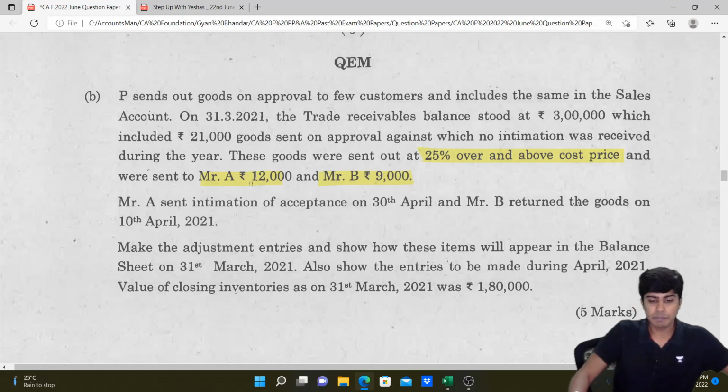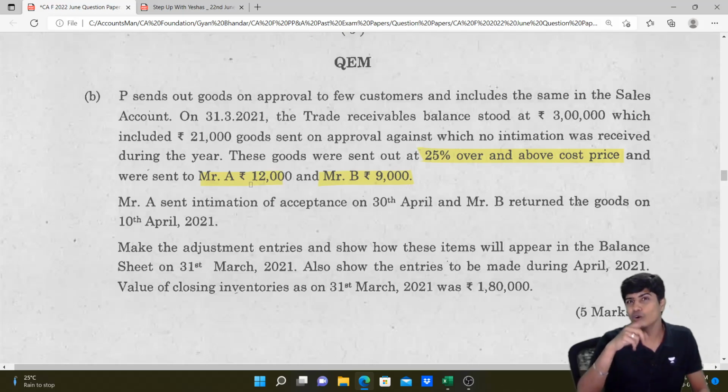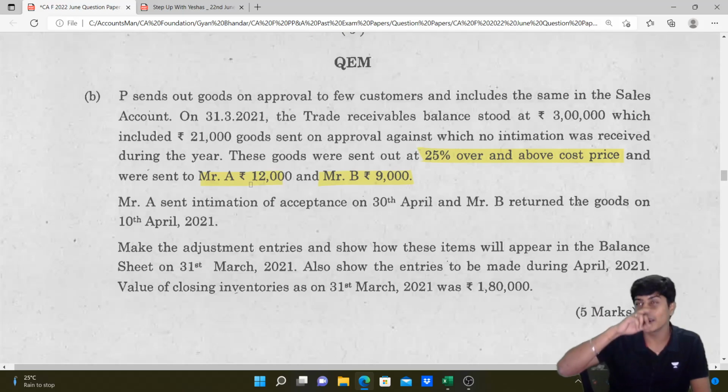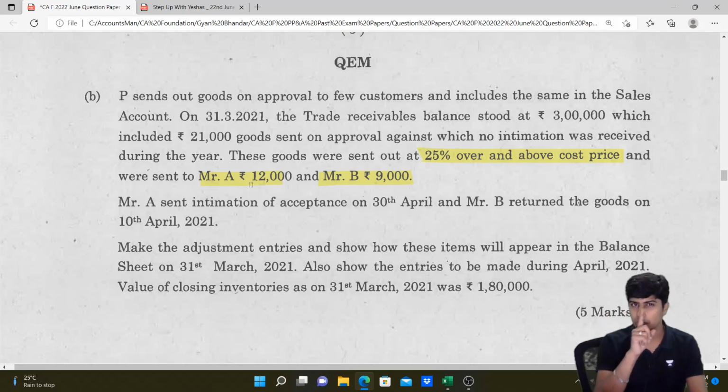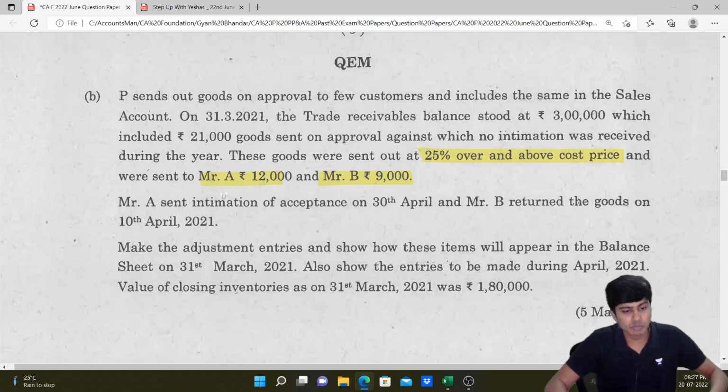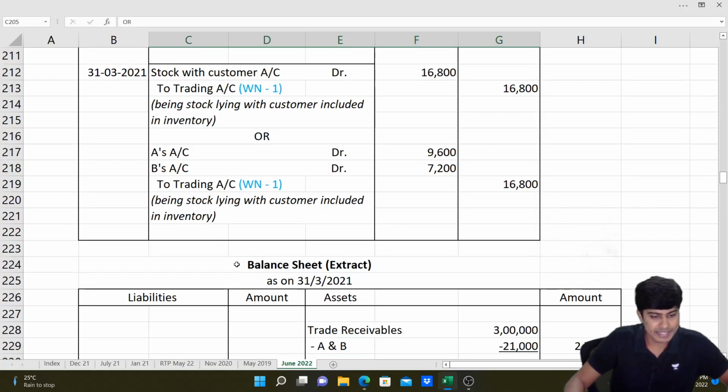The goods are sold at 25% over and above cost price. So it is 1 by 4 on cost. On selling price, it is 1 by 5. You should be knowing this. If the markup over cost is X, then on sale the profit is 1 by X plus 1. You remember? That's how it works. So let's remove the load. How much is the load? It is 1 by X plus 1.